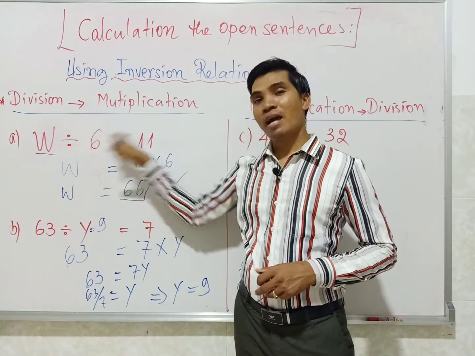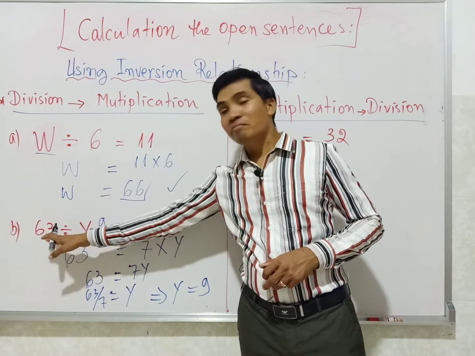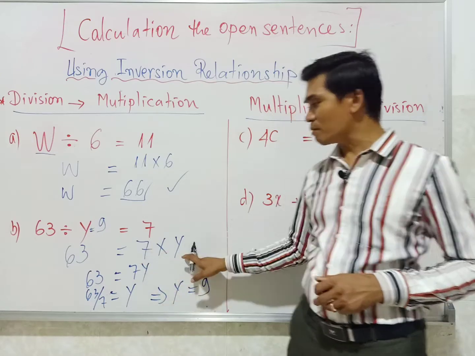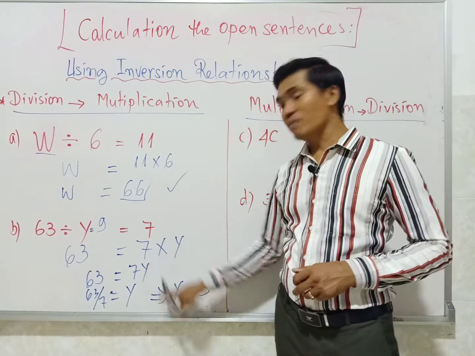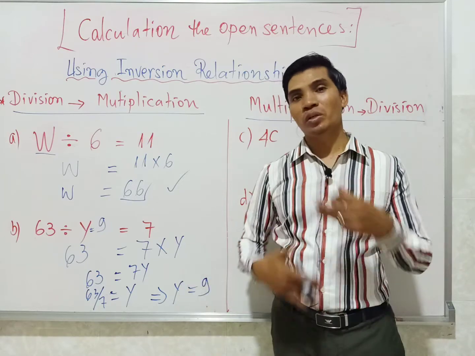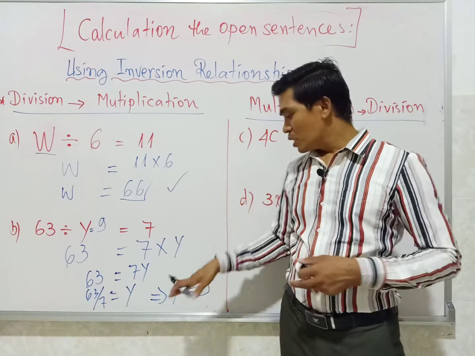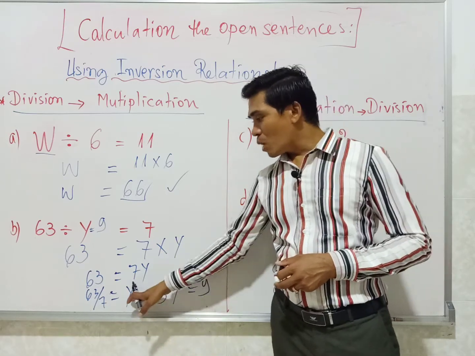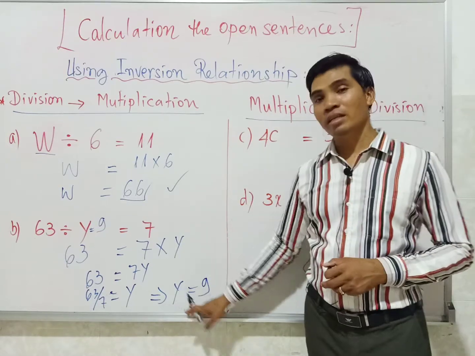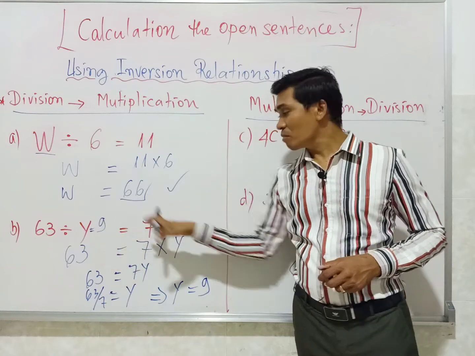We have 6 times 11. To find 63, because y times 7, when you multiply by 7 we have 7y. So to find 1y, we use the division rule, the inverse relationship. So y equals 63 divided by 7, and you can see the result of y is 9. When you check it, 63 divided by 9, we have 7.